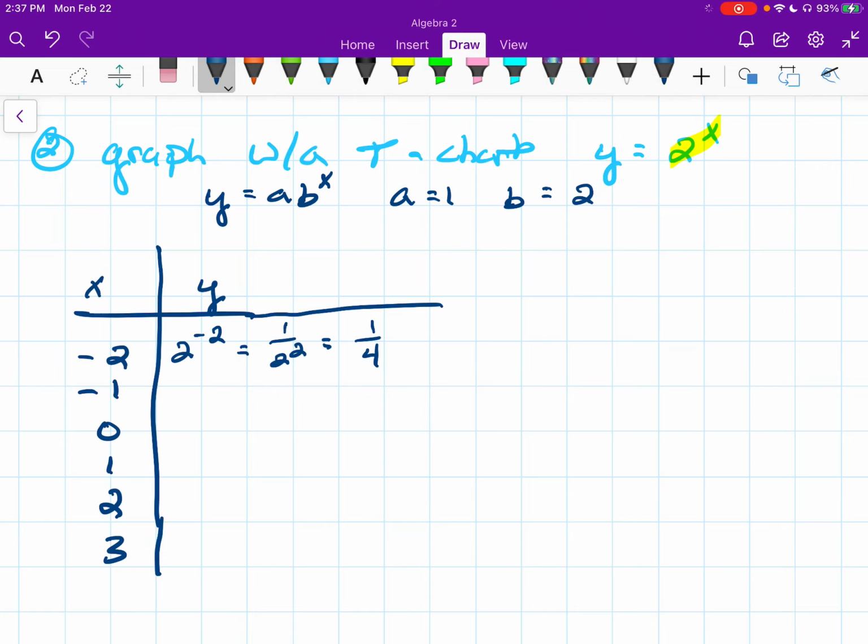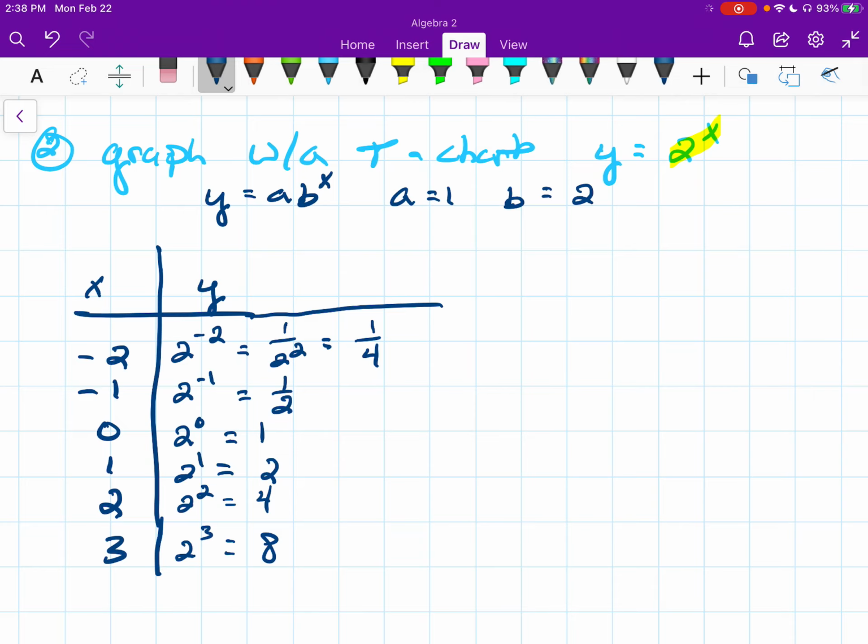If I plug in a -1, it'll be 2 to the -1, which is 1 over 2. If I plug in a 0, it'll be 2 to the 0, which is 1. 2 to the 1, which is 2. 2 squared, which is 4. And 2 cubed, which is 8. So we should be able to see that pattern there.